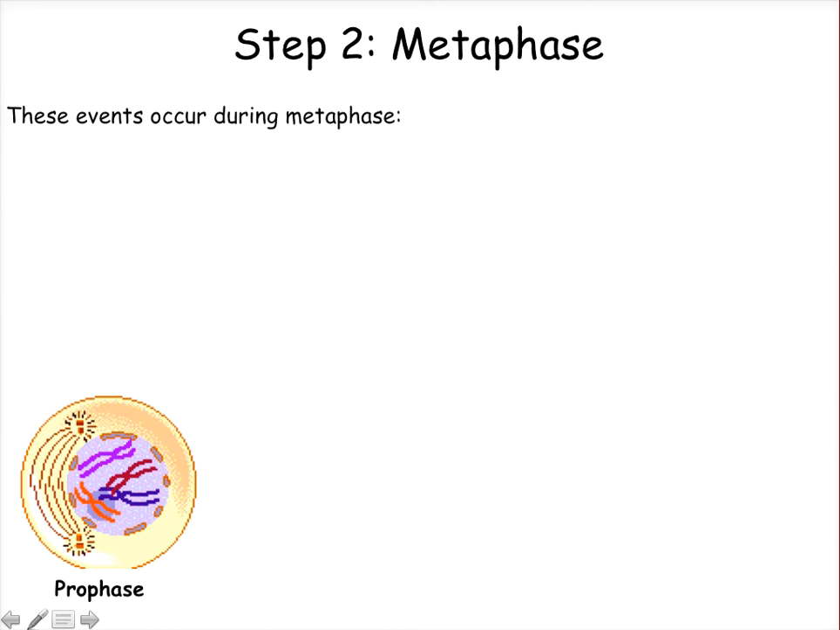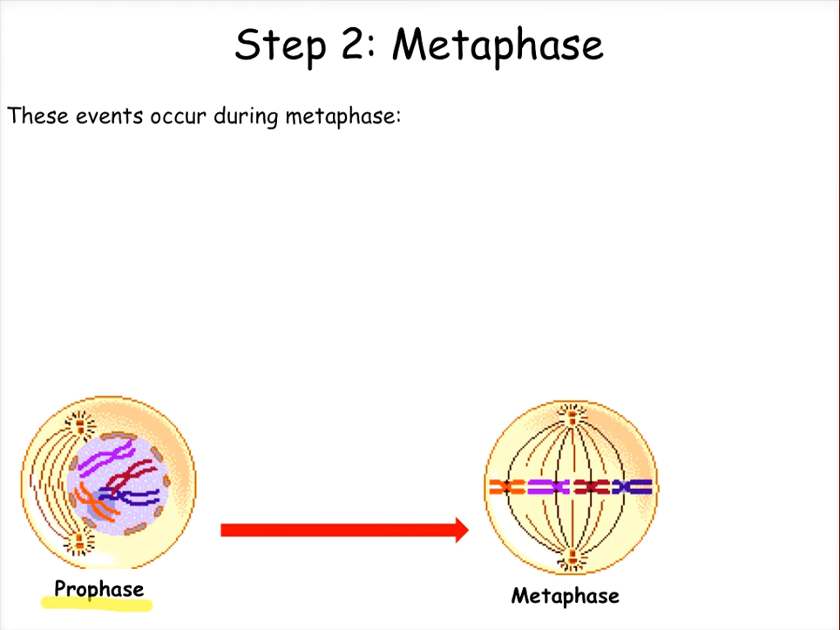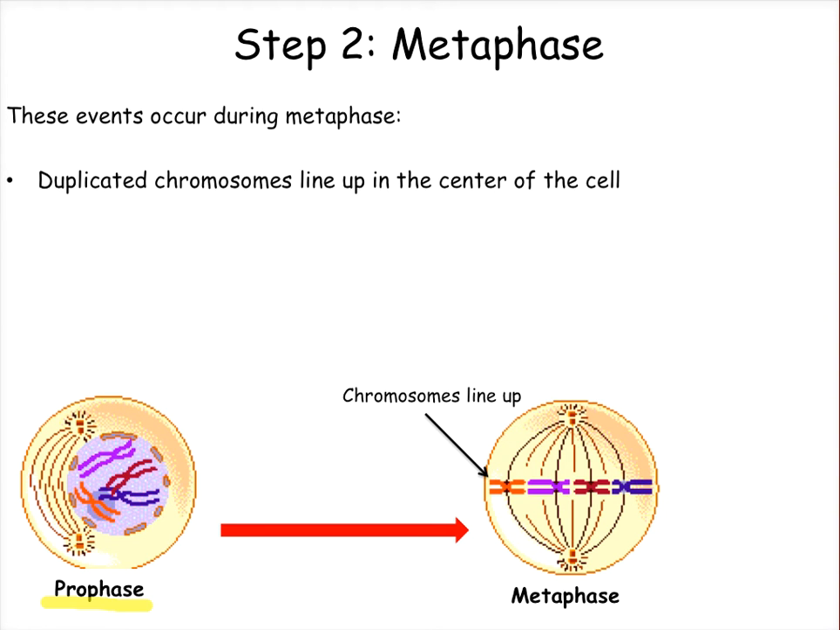Okay, now we move from prophase into metaphase. In metaphase, our duplicated chromosomes, which are connected at the centromere during prophase, will now line up in a very orderly single file line in the center of the cell. Remember, it is very important that the number and type of chromosomes stay organized so that each new cell gets a complete and correct set of information.